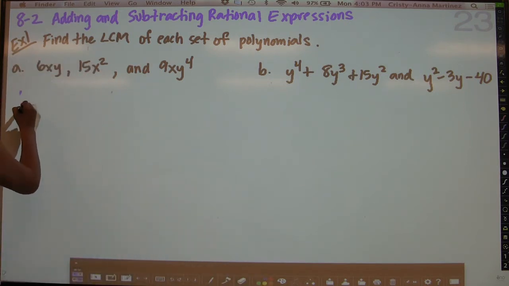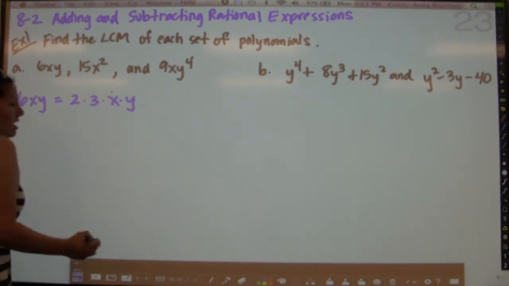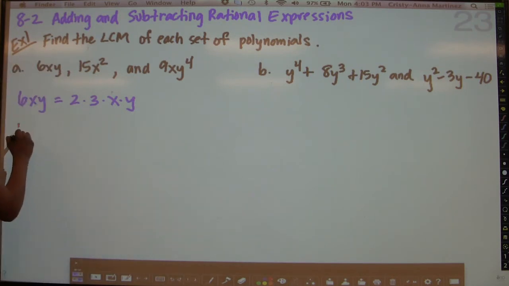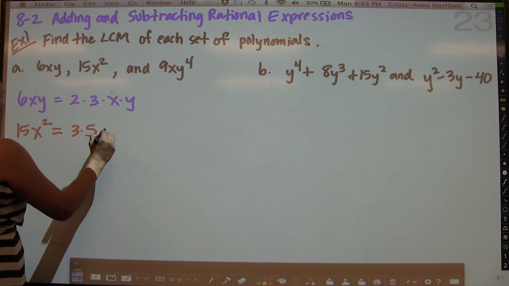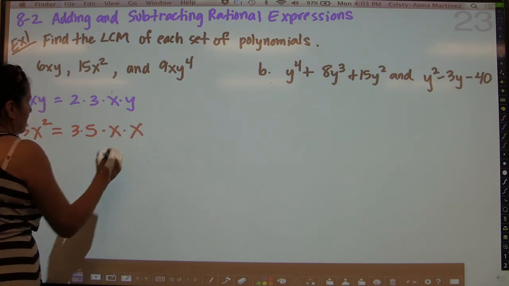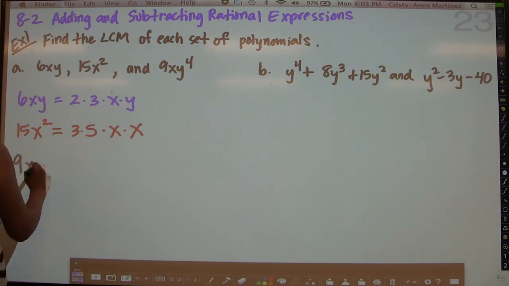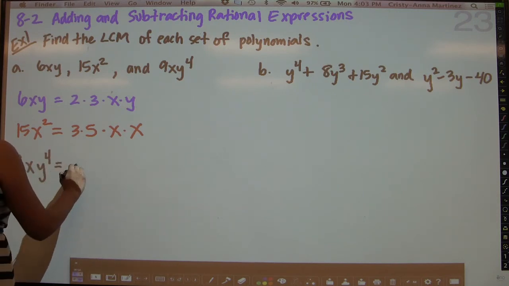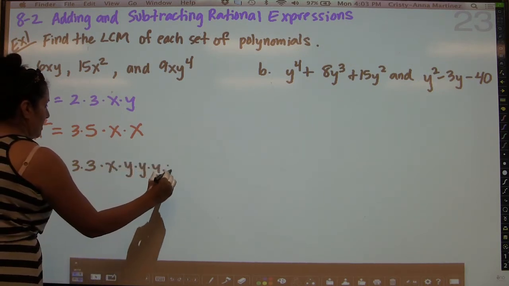So to do that, we'll take the first term, the 6xy, and you want to factor it down to prime factors. So for 6xy, that'll be 2 times 3 times x times y. And then for the 15x squared, you're going to have 3 times 5 times x times x. And then we're going to have the 9xy to the fourth, and that's going to be 3 times x times y times y times y times y.